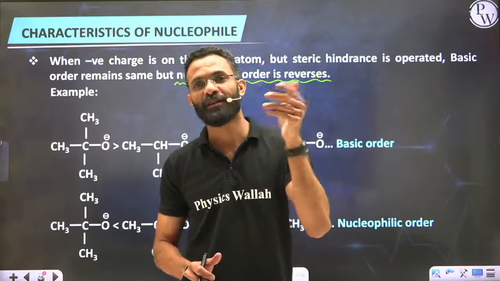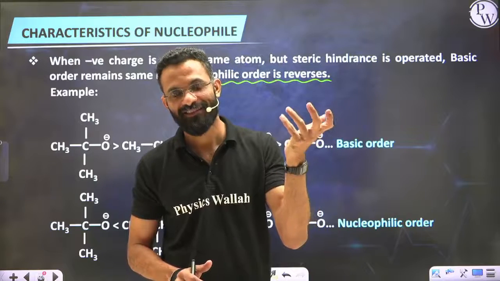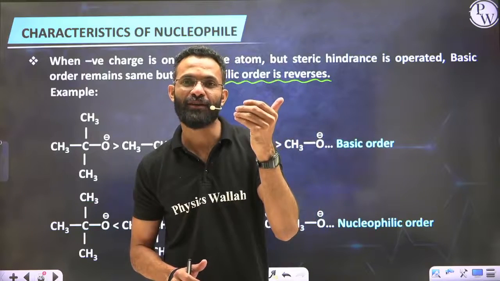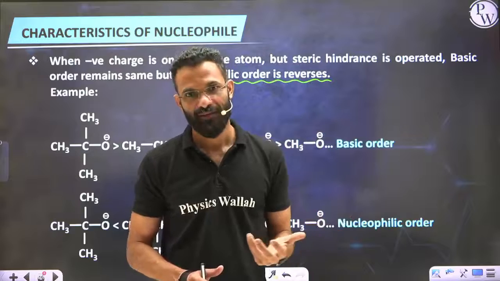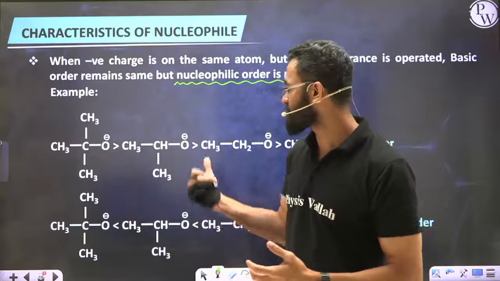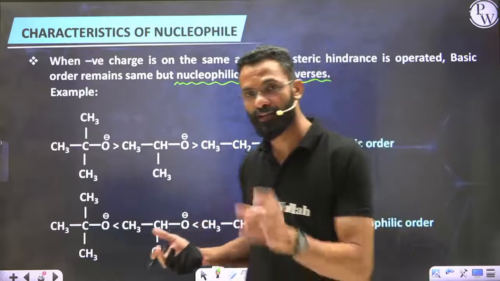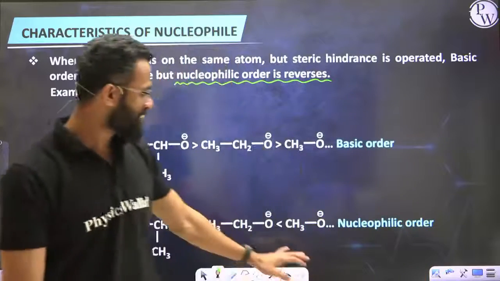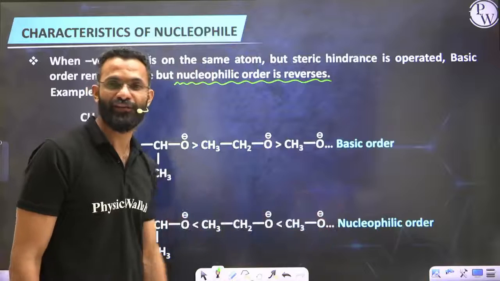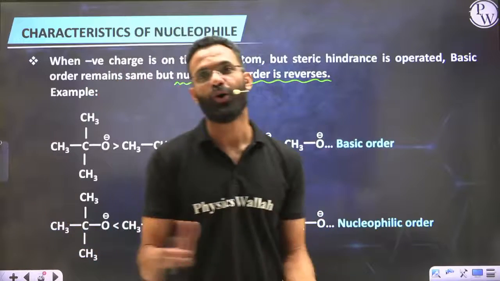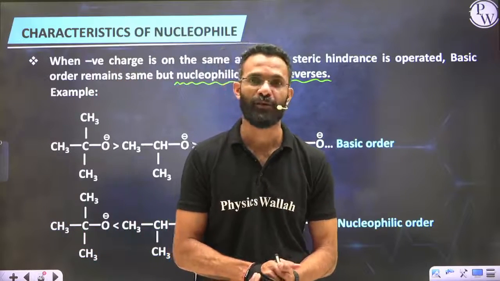So guys, in short, when you see negative charge on the same atom, and if those negatively charged species are from different functional groups, then in that case the basic order and the nucleophilic order remain the same. If you see the negative charge on the same atom but they are from the same functional group, and if the steric hindrance is operated, the smaller size nucleophile is going to be the best nucleophile. To conclude all this, let me tell you the important points that we discussed.